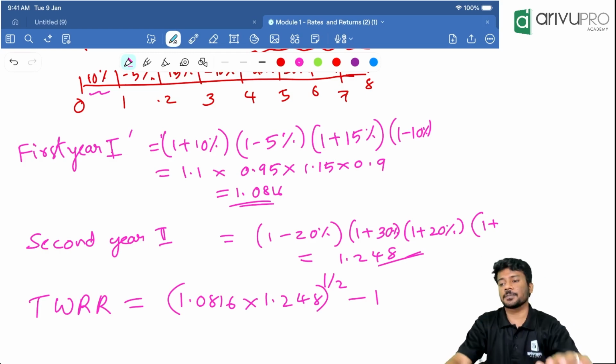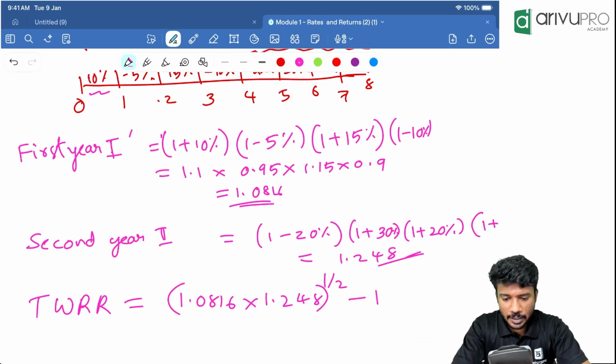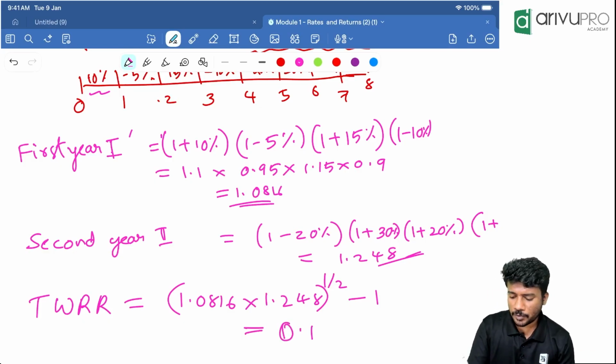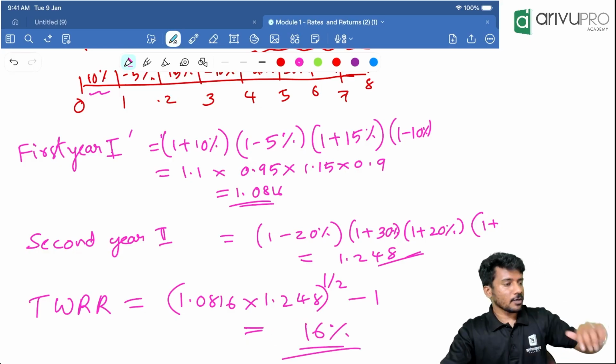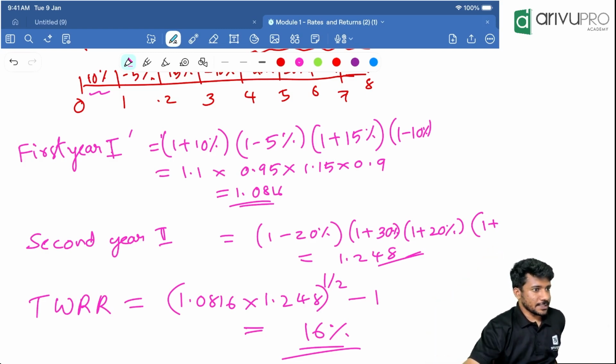Now tell me the answer, people. Get me the answer. Clear everything. Type the value 1.0816 into 1.248. Click equal to. Then click root, minus 1. How much is the answer? 16 percentage, or 0.16, you are getting. That is 16 percentage. Sheikh, you got the answer? Yes or no? Are you doing it? Please tell me.